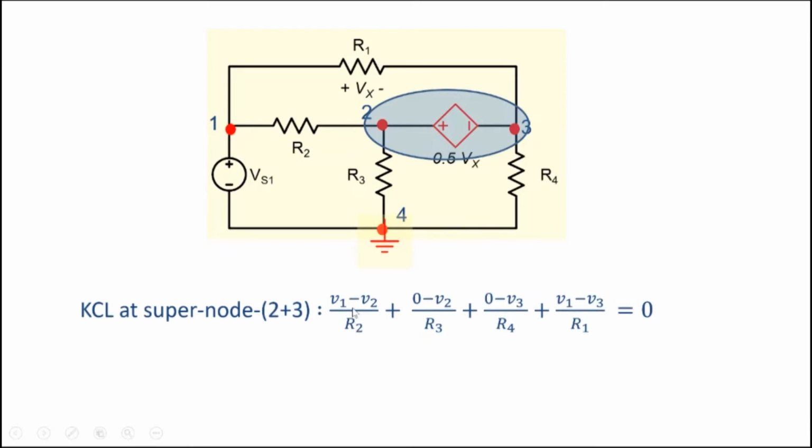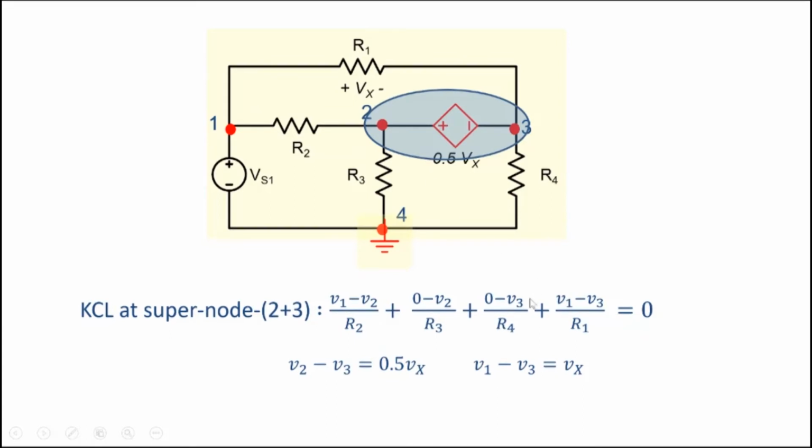So you can verify: V1 minus V2 by R2 here, 0 minus V2 by R3, current coming from the bottom here, and current coming from the top here, V1 minus V3 by R1. And then V2 minus V3 is 0.5 Vx, and V1 minus V3 is Vx.